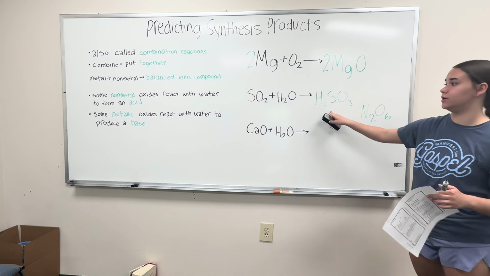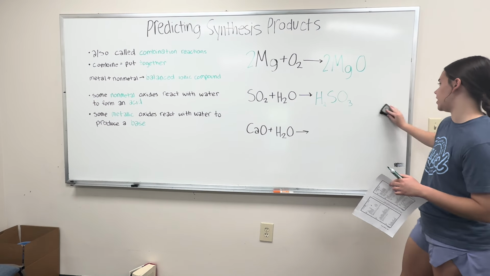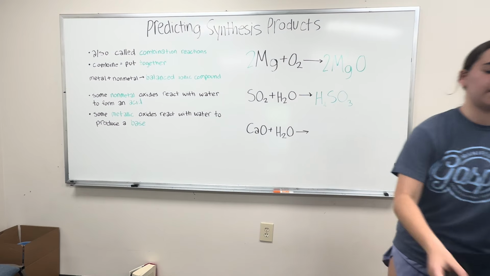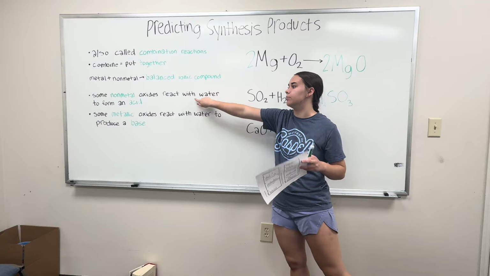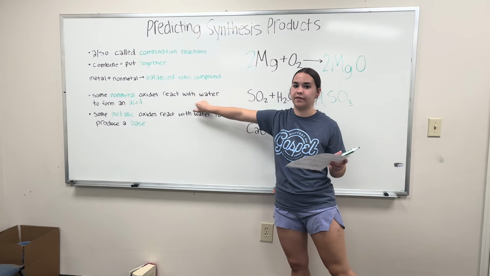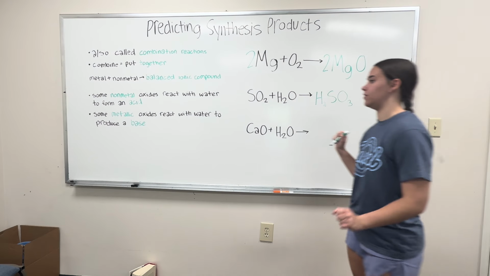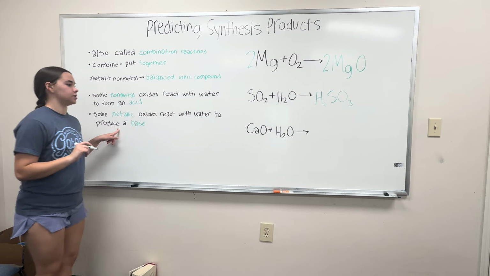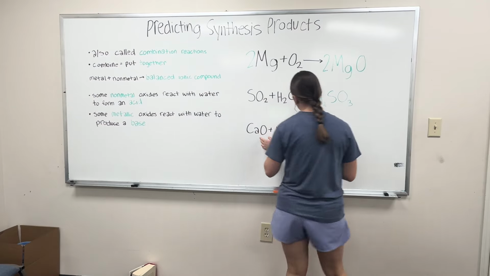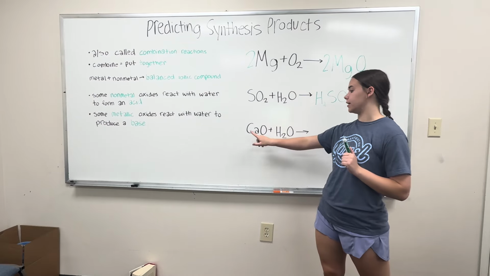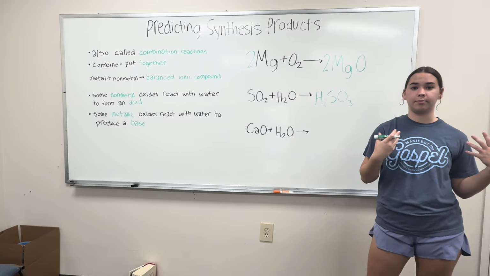This is the correct way to do this problem, but because these problems are so funky, you probably won't have to do a lot of practice problems, or you probably won't be asked to do these on tests or quizzes. You just need to know that some non-metal oxides react with water and form an acid. Now we're going to move on to the second funky thing: some metallic oxides react with water to produce a base. I see my oxygen, I know I'm looking at an oxide, and then I look at calcium and it's a metal. So this is a metallic oxide reacting with water, so I know I'm going to end up with a base.